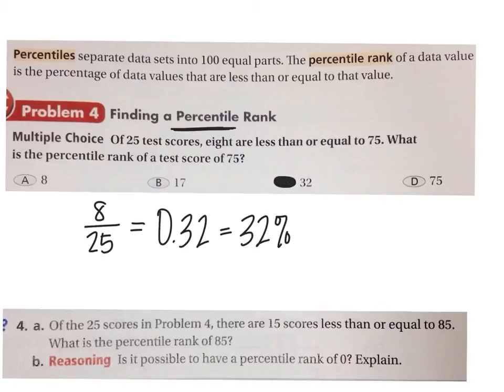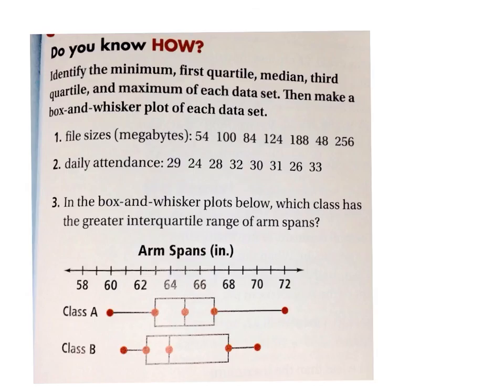Okay. Question 40 on here says, of 25 scores in problem 4, there are 15 scores less than or equal to 85. What is the percentile rank of an 85? So we're going to do, for this one, 15 out of 25, which is 60%.